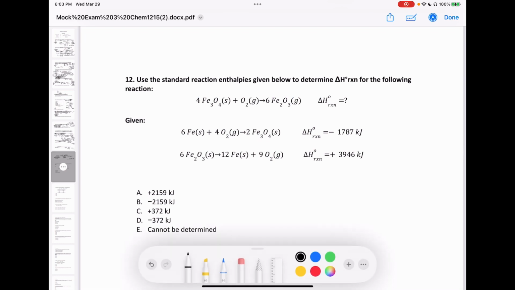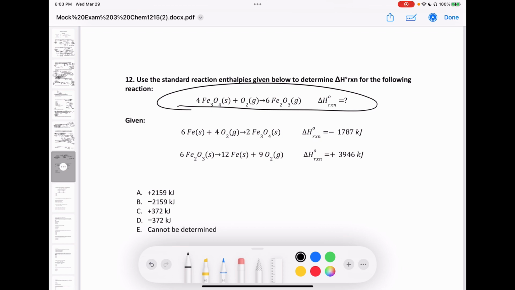Use the standard reaction enthalpies given below to determine delta H reaction for the following reaction. This is just Hess's law: rearrange the equations to get what you want, which is right here, the goal formula. The tip I give for these is to find some species that is only in one of the equations, and start with that first, because if you try to balance for these oxygens first, it's going to get really messy really quickly.